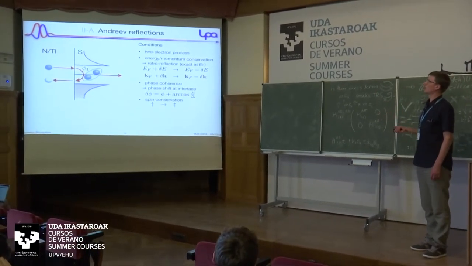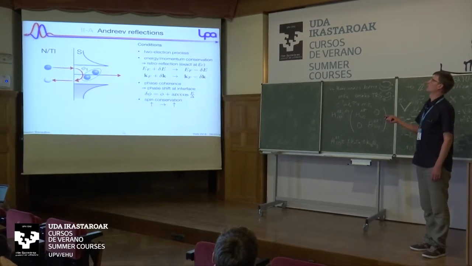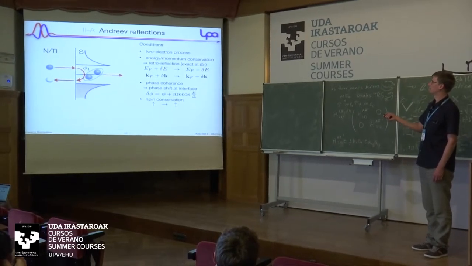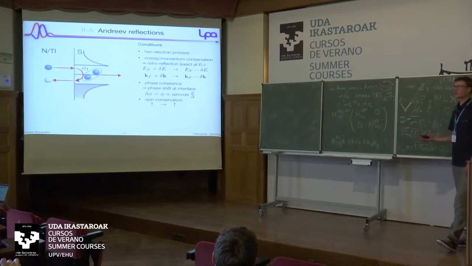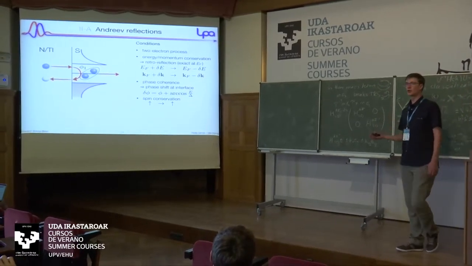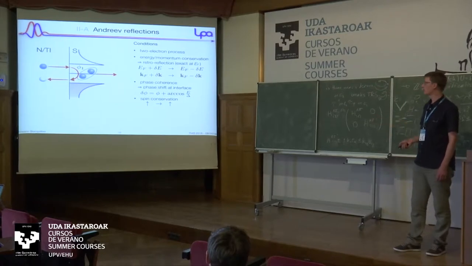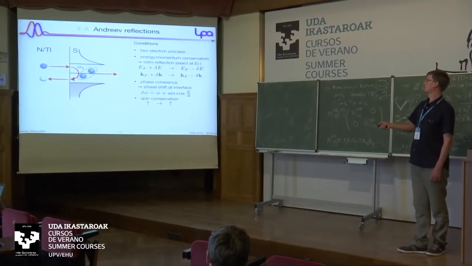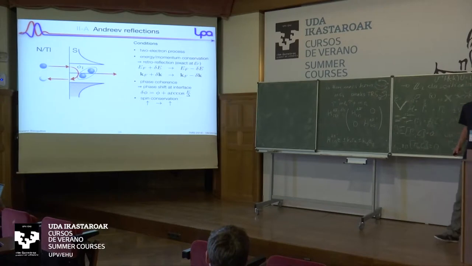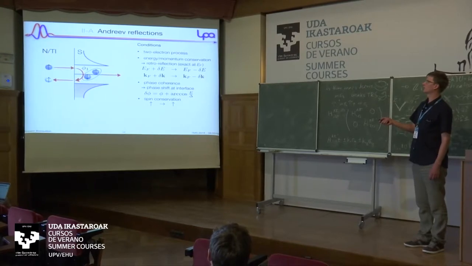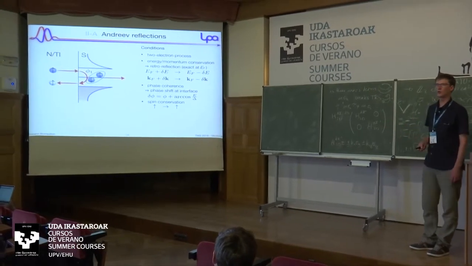There are some constraints on this elementary process. First, there is energy and momentum conservation, which gives these two constraints. Another important ingredient is the fact that it's a quantum coherent process, so the phase of the superconducting condensate here will play a role, and specifically, there will be a phase shift on the wave function of the electron as it is reflected, and the phase shift is given by this formula. And finally, there's the last constraint, which is that you need to have some spin conservation, which tells you that the electron that impinges has to be reflected into a hole with the same spin.